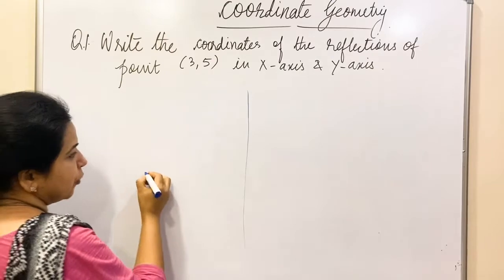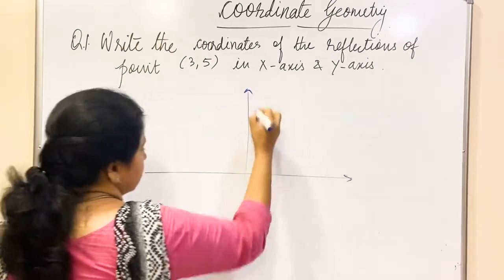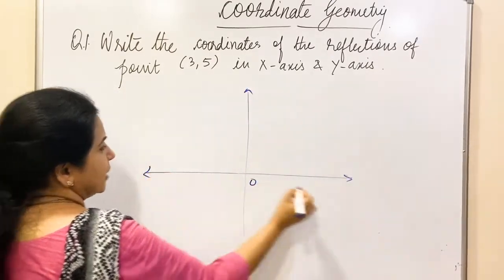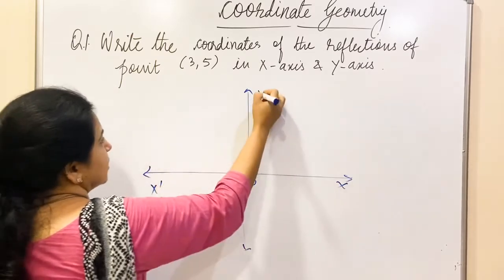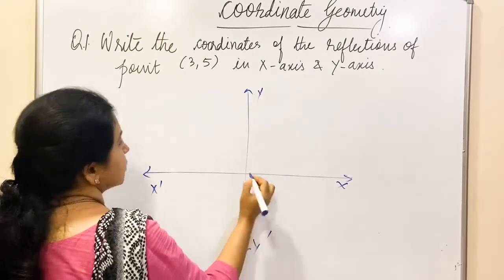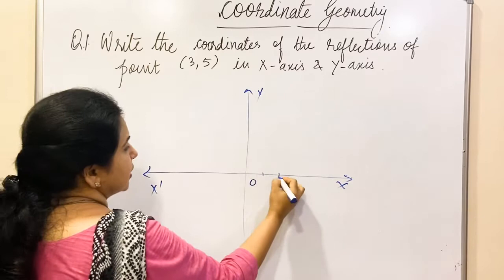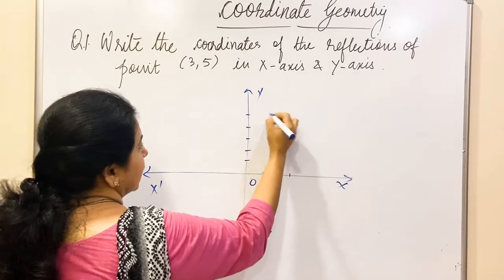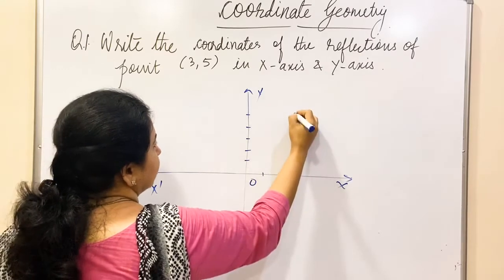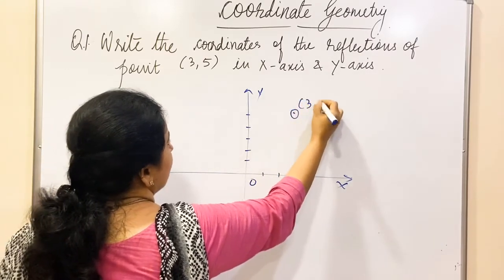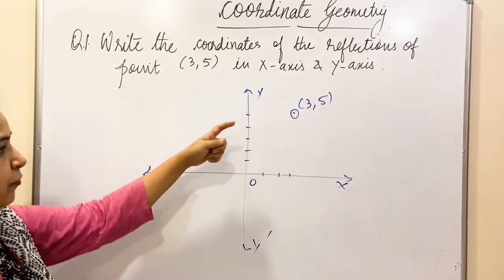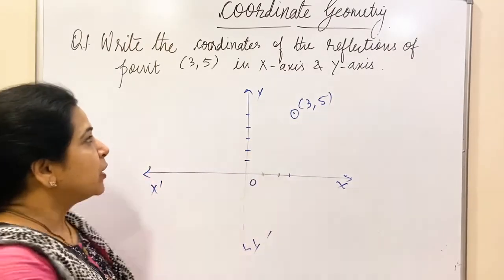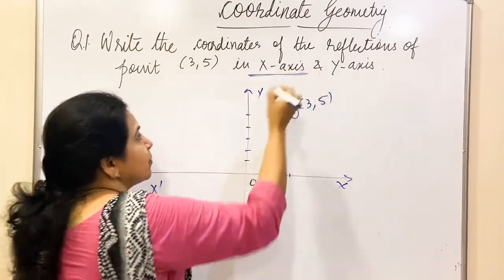So first of all we have to plot the point. This is the x-axis and this is the y-axis. This is the origin. The point is (3, 5). 1, 2, 3, 4, 5. So 1, 2, 3. This is the point (3, 5). We want the reflection of this point taking the x-axis as a mirror.